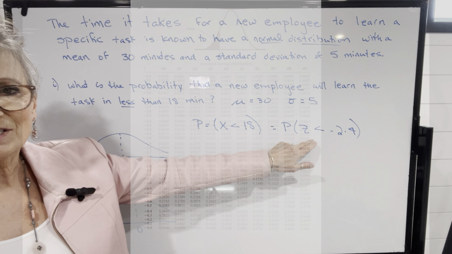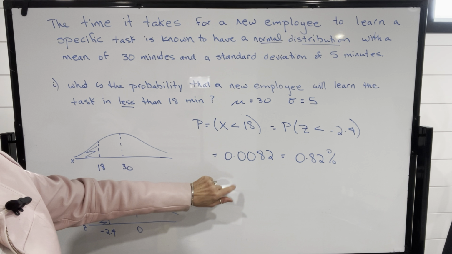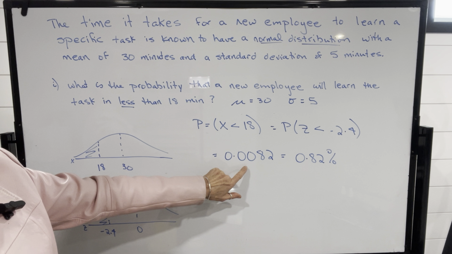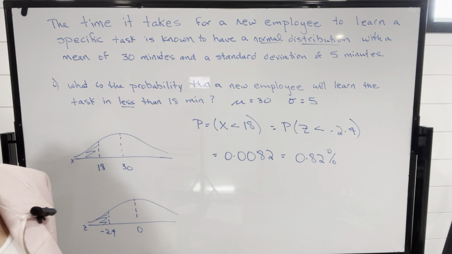Let's look that up on the table. Area that corresponds with a Z score of negative 2.4. So let's find negative 2.4 on the left, and it's going to be 0.00 because it's negative 2.40. And let's look at the number that's the intersection of those two lines. Our area and our probability is 0.0082, and here it is as a percent.